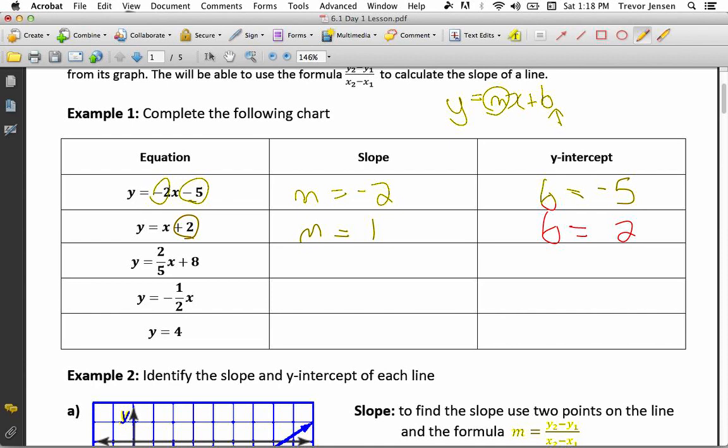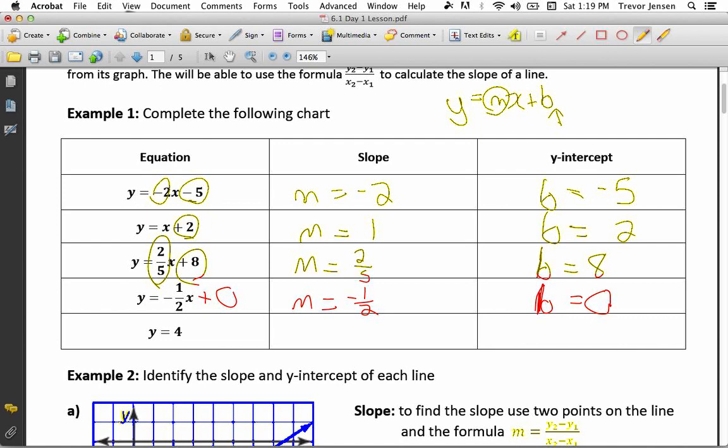The next equation, what's being multiplied by x? It's the 2 over 5. So that is our slope, our m value. It's 2 over 5. And what's being added to that product? 8 is. 8 is in place of b in the formula y equals mx plus b. So our y-intercept, our initial value, is 8. And the next equation, y equals -1 over 2x. What's being multiplied by x? We see a -1 over 2 being multiplied by x, so that's my m value, -1 over 2. What's being added to that product? Nothing is being added to that product, so think of this as a plus 0 if you want. Therefore, our y-intercept, our initial value, is 0.